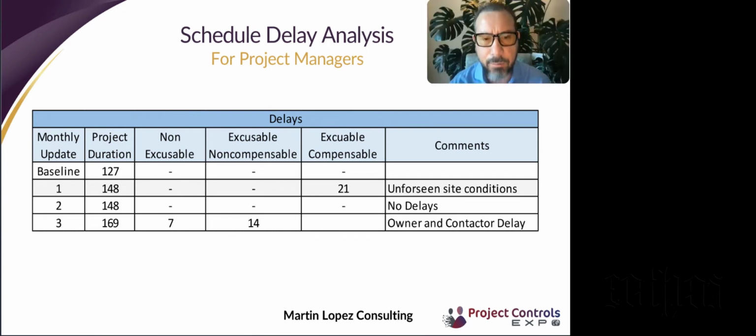There is a time extension of 14 days, but there is no monetary compensation. And then there are also 7 days that are non-excusable, and there are liquidated damages to the contractor. And our project duration is 169 days. And that's in month number 3.